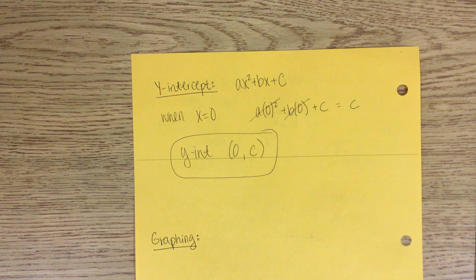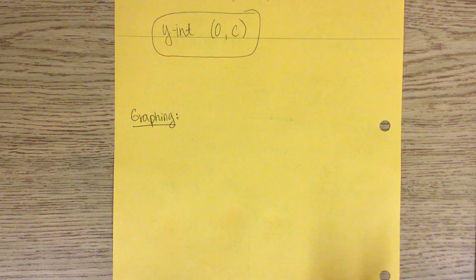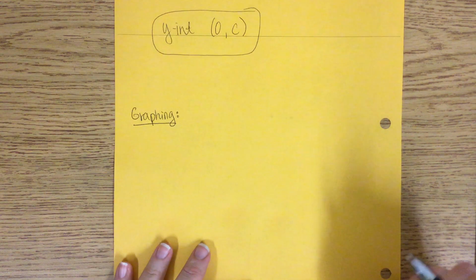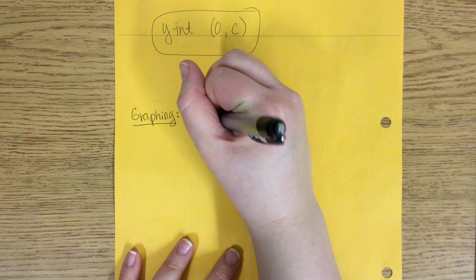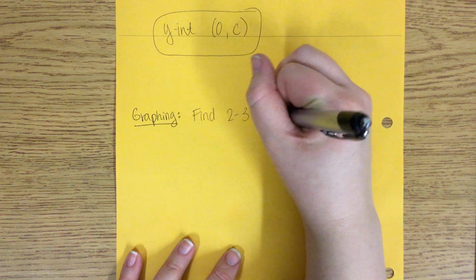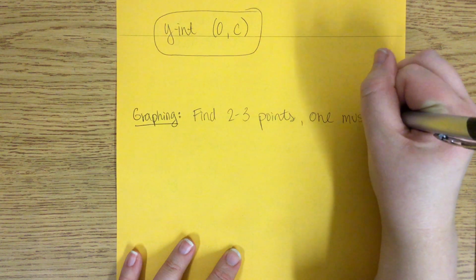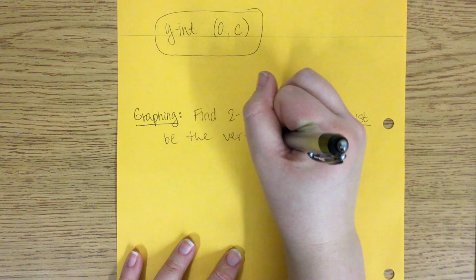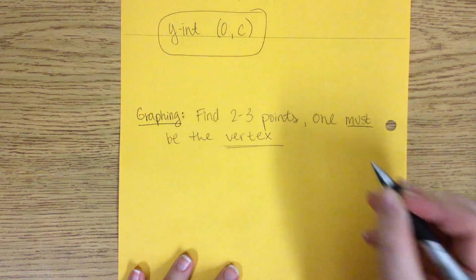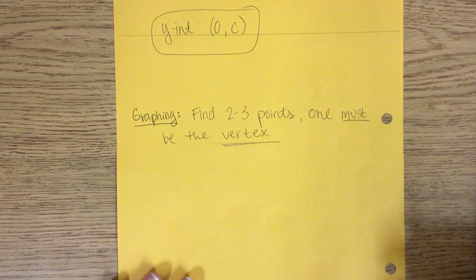Okay. All right, now let's talk about graphing. This is going to be the big one. So there are some steps to graphing. You want to just be able to find 2 to 3 points. And one of them must be the vertex. Because if you don't know where that vertex is, you're not getting a good picture of your parabola. Okay. So we're going to bring in our example.